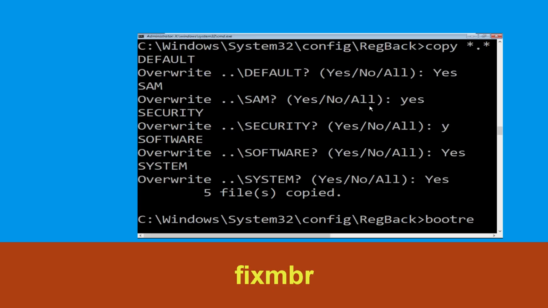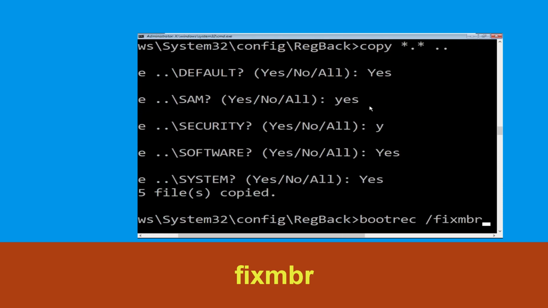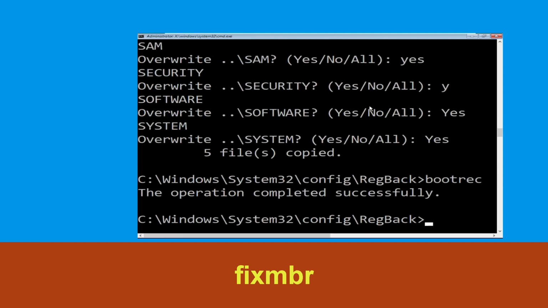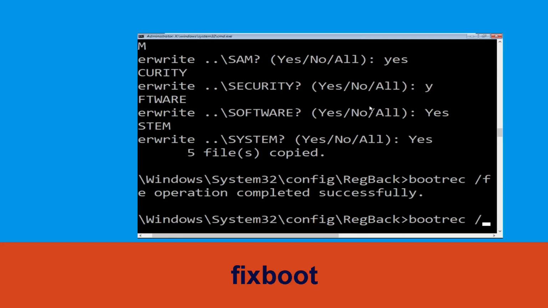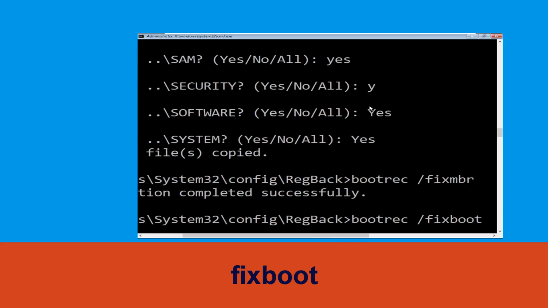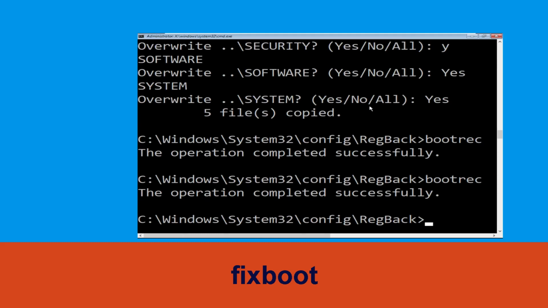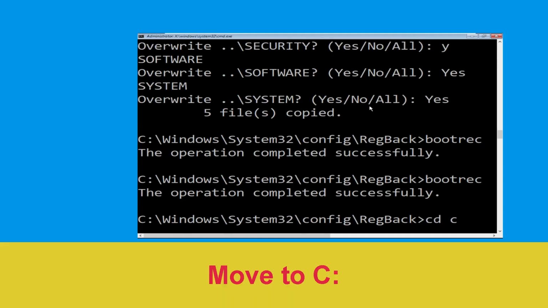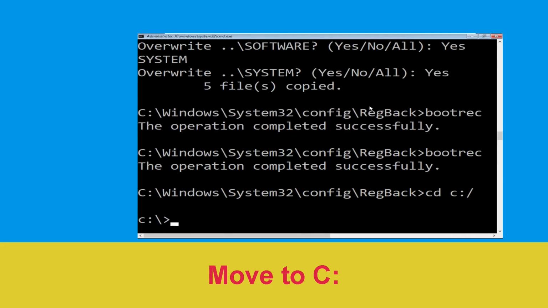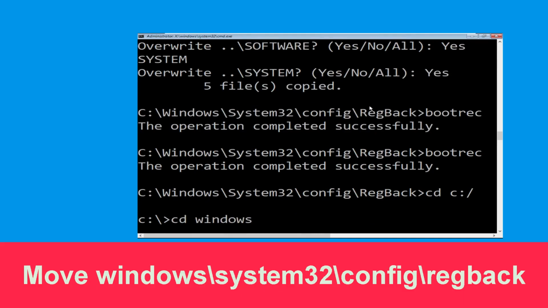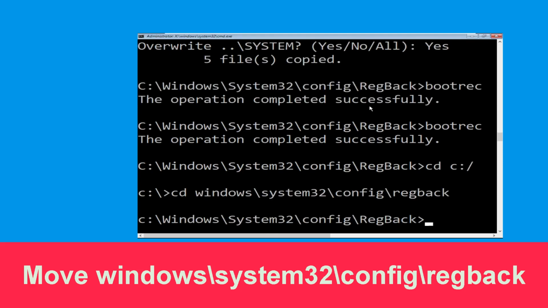Now type bootrec space /fixmbr and simply hit enter. Now type bootrec space /fixboot and hit enter to execute. Now type cd space c colon / and simply hit enter. Let's execute this command. Type cd space windows /system32 /config /regback. Then simply we need to hit enter to execute this command.